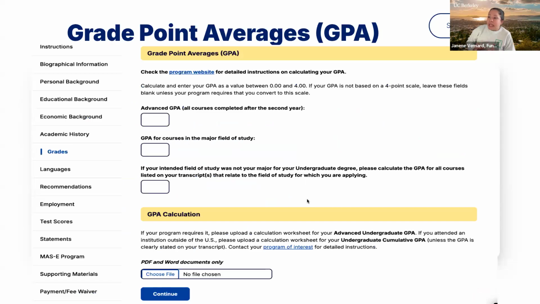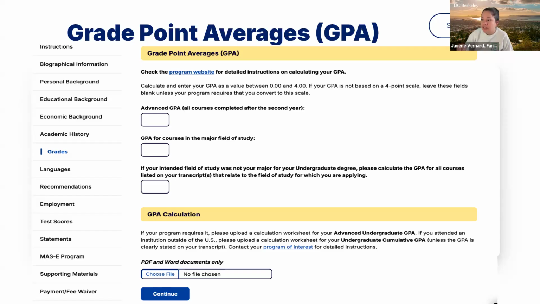In terms of GPAs, this is what the application looks like. Please calculate your GPA as a value between 0 and 4. If it's not based on a 4.0 scale, it says leave these blank unless your program requires you to convert. Please convert them. It is much easier for our reviewers.